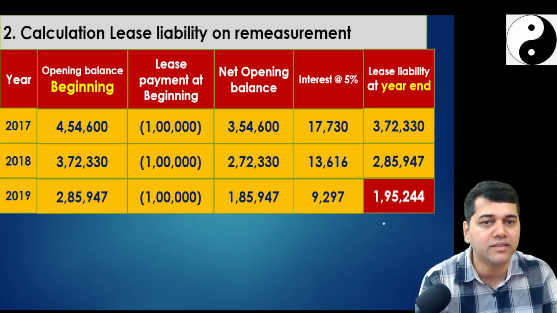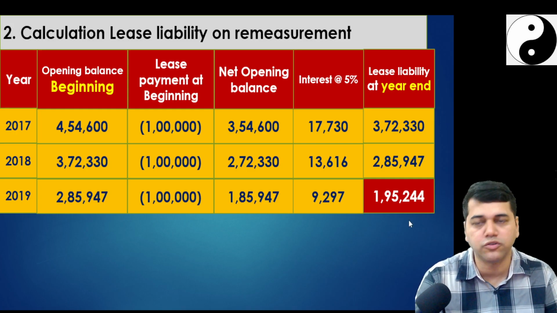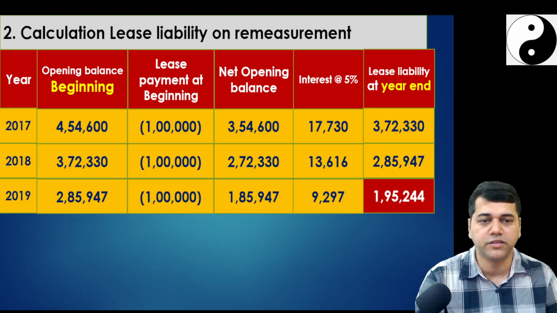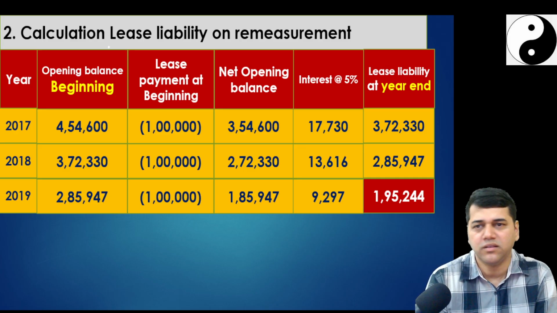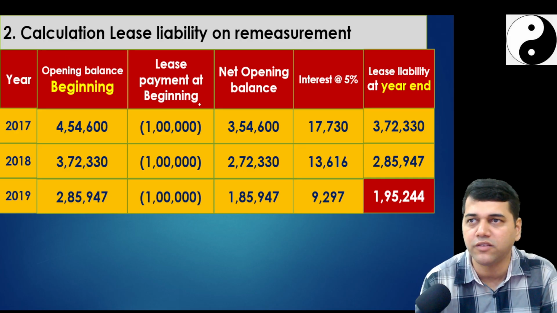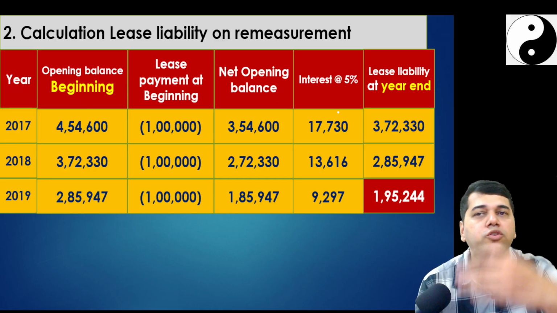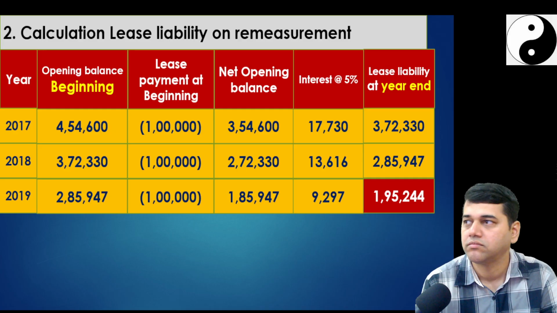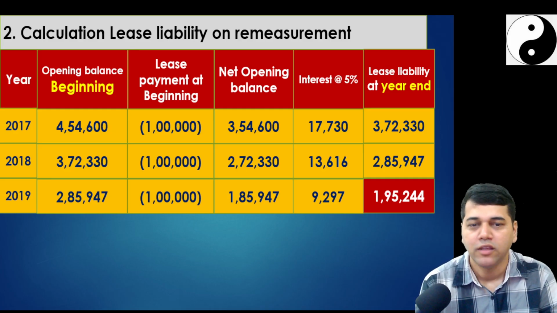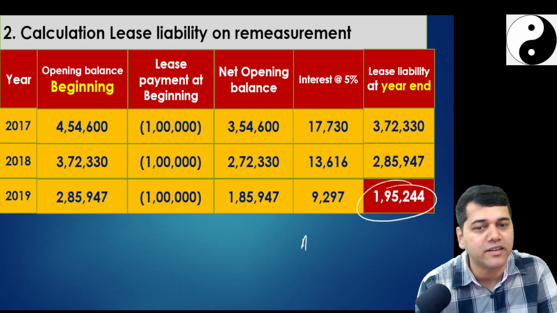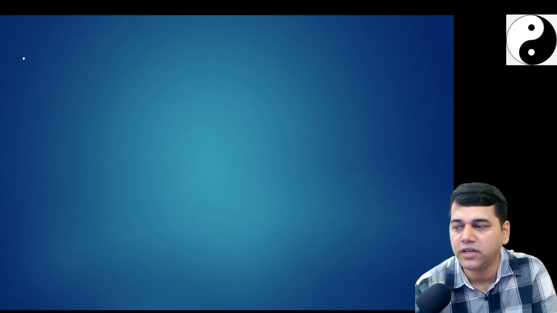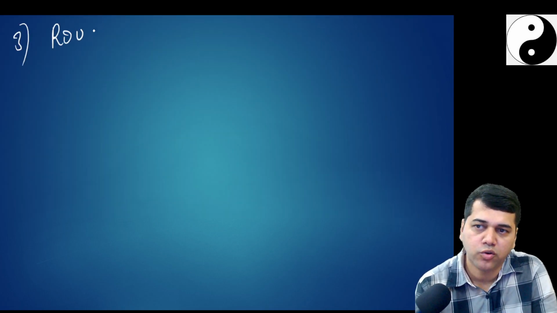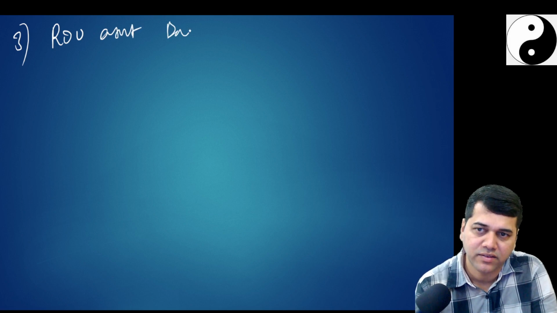So I got my lease liability balance at the end of third year. Yes, students, you can pause the video and complete this. Yes, students. So we'll proceed further. Here that's what the format itself is. Once you clear the format, what should I do next? You got this balance. What is your ROU asset balance? So we'll go to the third one, ROU asset balance.